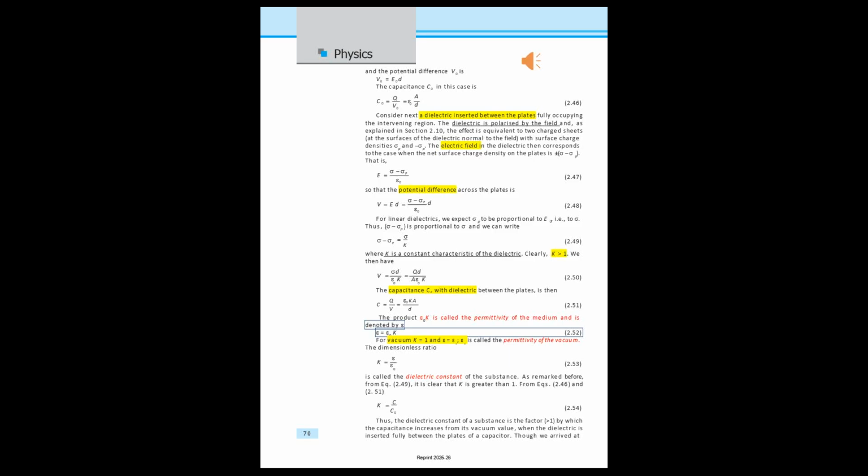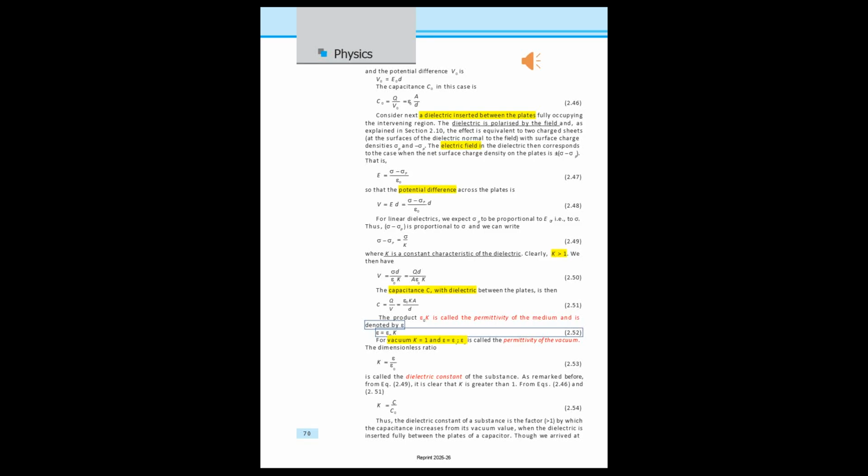Consider next a dielectric inserted between the plates fully occupying the intervening region. The dielectric is polarized by the field, and as explained in section 2.10, the effect is equal to two charged sheets at the surfaces of the dielectric normal to the field, with surface charge density sigma p and minus sigma p.